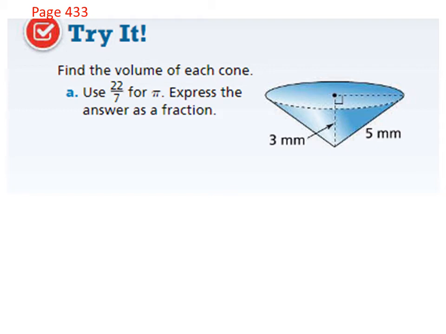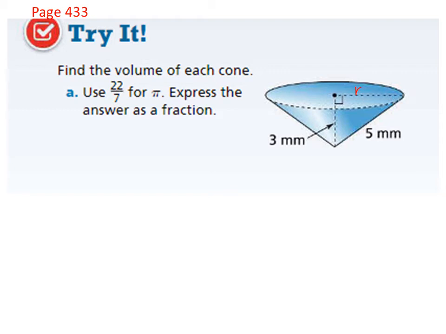Question A, find the volume of each cone. A, use 22/7 for pi. Express the answer as a fraction. Look at this cone. The height is 3 millimeters and the 5 is the slant height. Remember the slant height? But where is the radius length? The radius length is not given. So the first step, we must find out the radius length. How to find out the radius length?